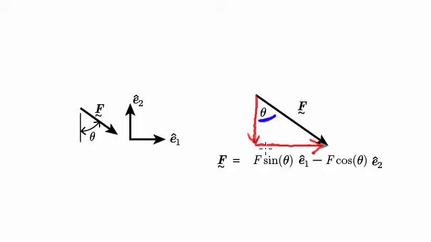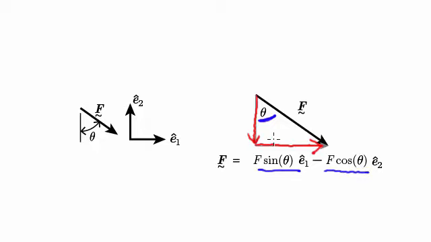So in the e hat 1 direction, that's this side of the triangle, that horizontal side right there. It's the opposite side of the triangle from this angle theta, so therefore I have a sine in there. And the e hat 2 component, that's this one right here, that's adjacent to the angle theta, so that's why that one's a cosine. And then of course we check the signs.